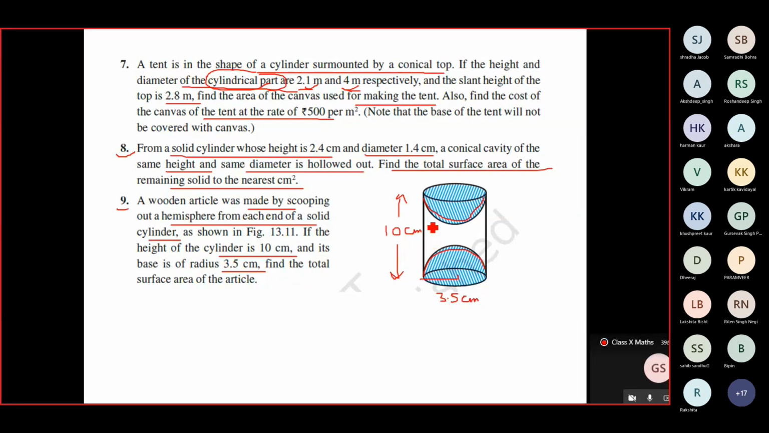So tell me, when we put this scooped-out article into the water, what will happen? The CSA of the cylinder will be wet, yes or no?